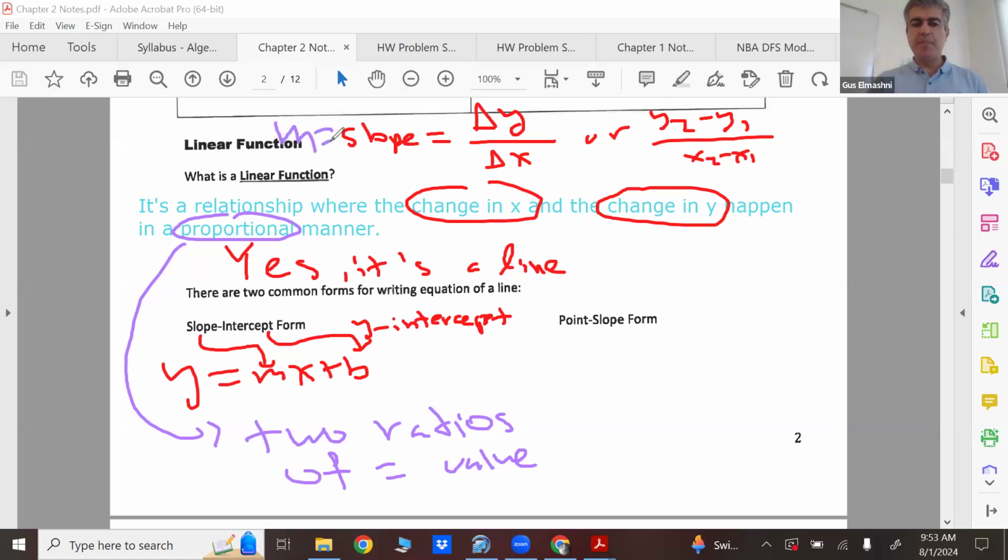M is the same thing as slope. Now b is the y-intercept. That's a nice form to have because if you know where it crosses the y-axis, you can identify one point of the graph, right? The y-intercept is where you touch the y-axis, and then you can use the slope to get a second point. We'll talk about graphing lines in a little bit.